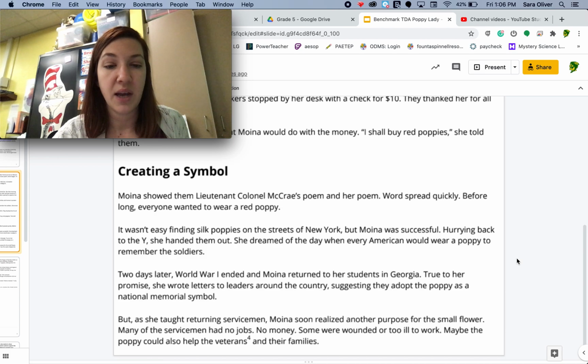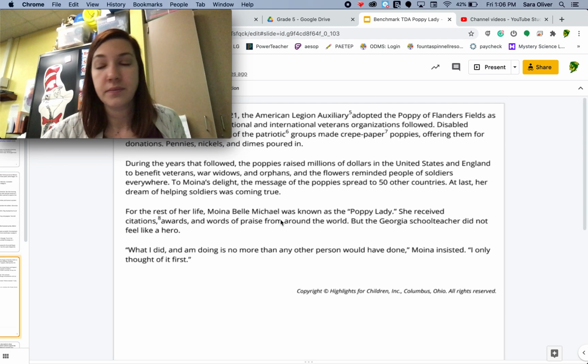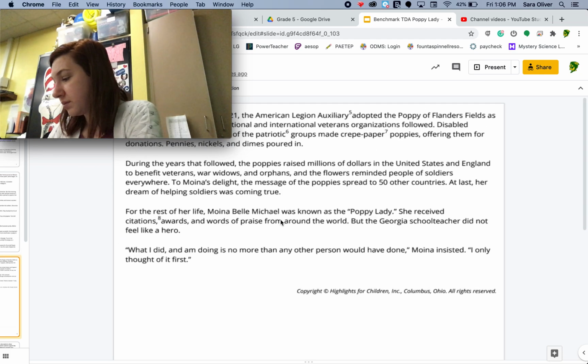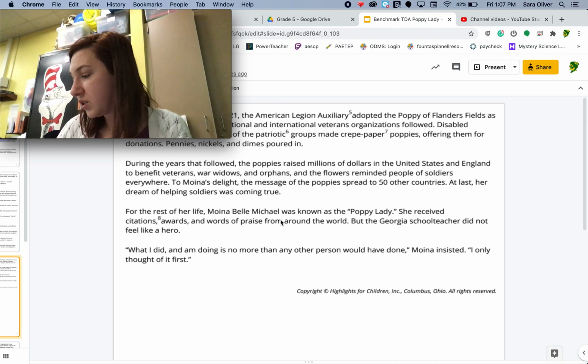Many of the servicemen had no jobs, no money. They were wounded or too ill to work. Maybe the poppy could also help the veterans and their families. Her hard work paid off. In 1921, the American Legion Auxiliary adopted the poppy of Flanders Field as its memorial flower.